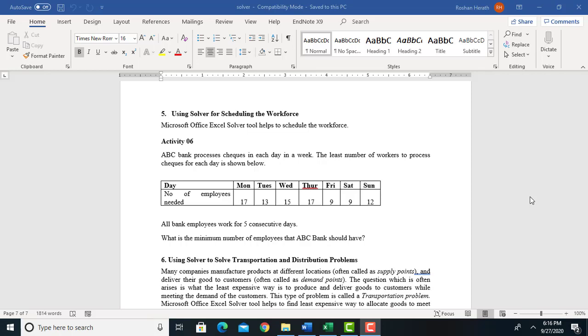The objective, in the sense, is that they need to ensure that the customers are getting a good service. So in order to ensure the customers are getting a good service, what must be the minimum number of employees that has to be there? So that is another application of this workforce scheduling.